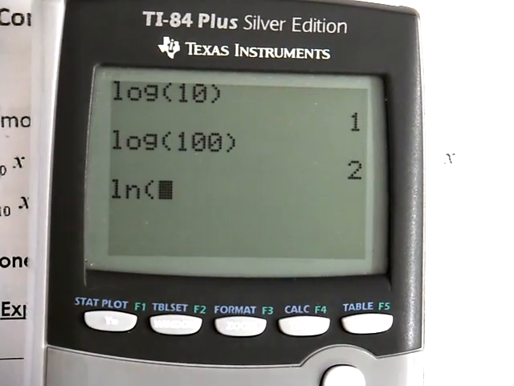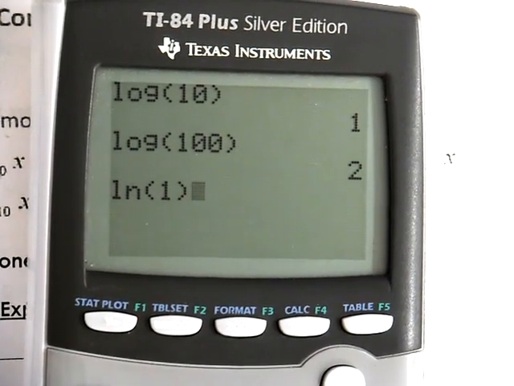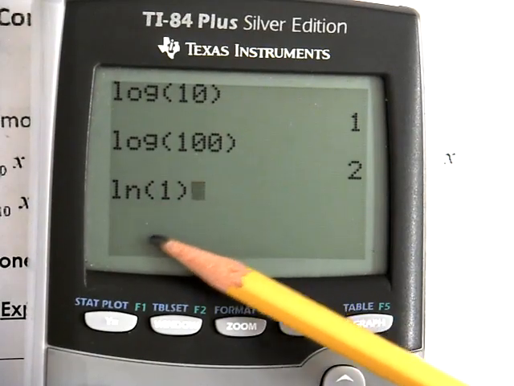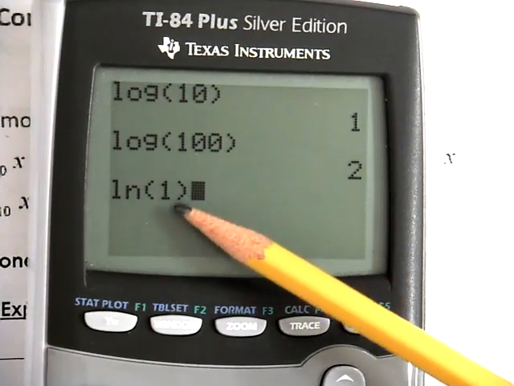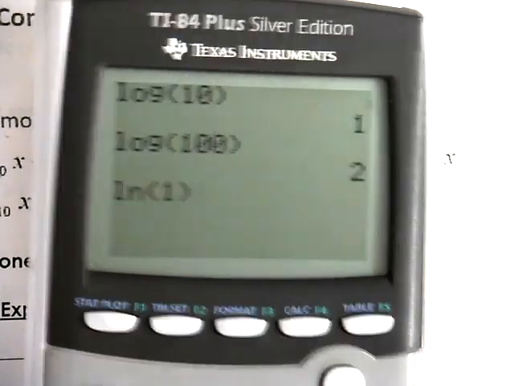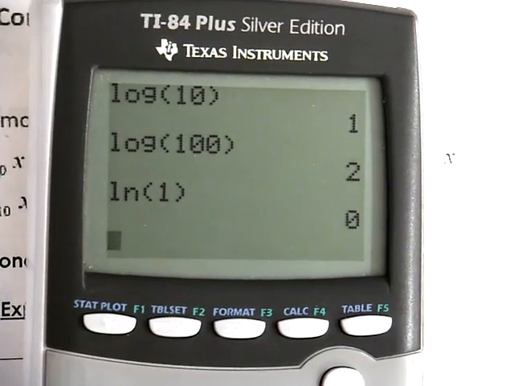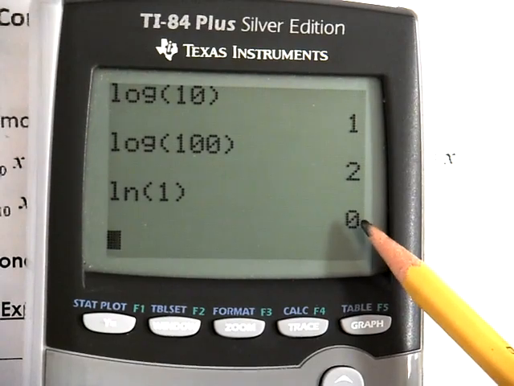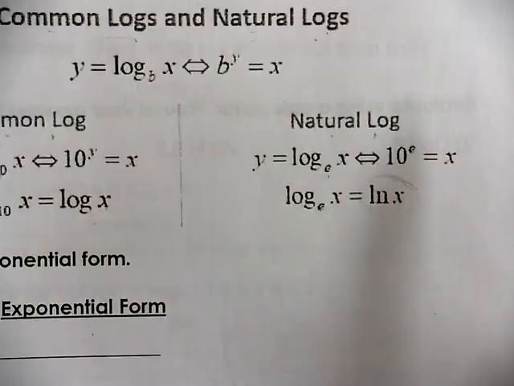So e to what power is going to equal 1? That's an answer everyone can do. E to what exponent makes a value of 1? That's the question. E to the 0 power. Anything to the 0 power is 1. So a logarithm equals the exponent. That's the biggest thing to know. Let's write that down.